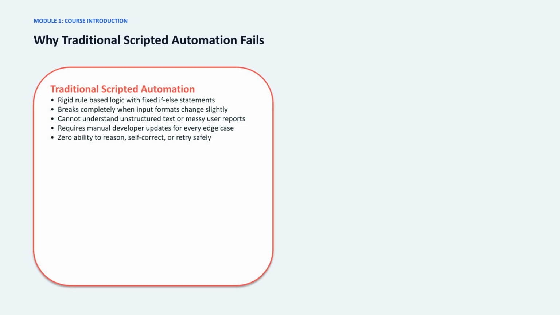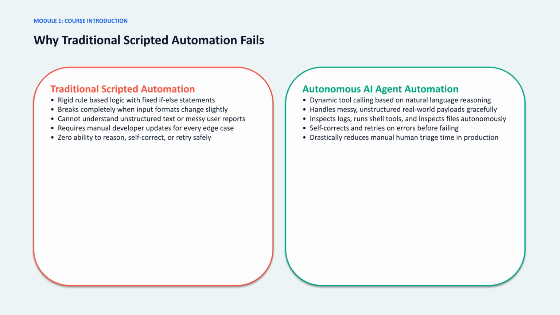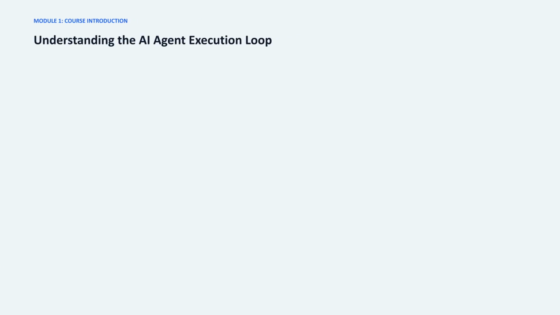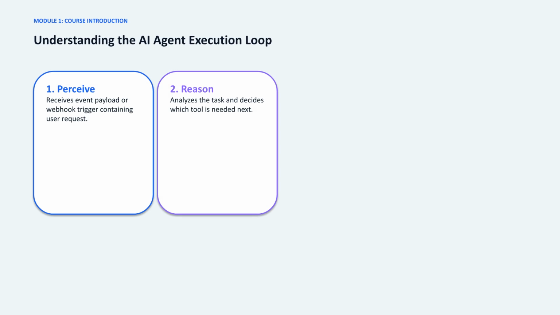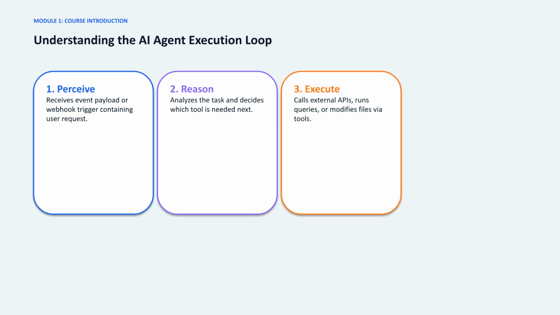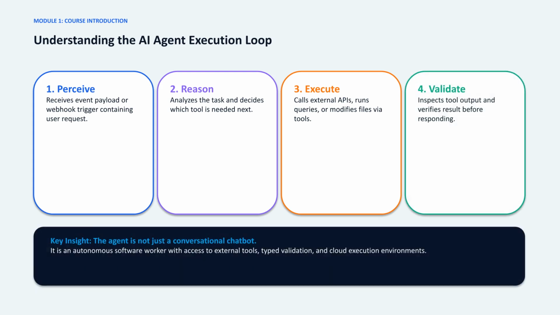Why move beyond traditional scripts? Traditional automation relies on rigid rules that often break when inputs change. By contrast, autonomous AI agents use natural language reasoning to handle messy, real-world data and can self-correct when errors occur, significantly reducing manual work. Our AI agent follows a precise execution loop. It perceives the request, reasons about the necessary actions, executes the required tools, and finally validates the output. Remember, this is an autonomous software worker, not just a simple chatbot.